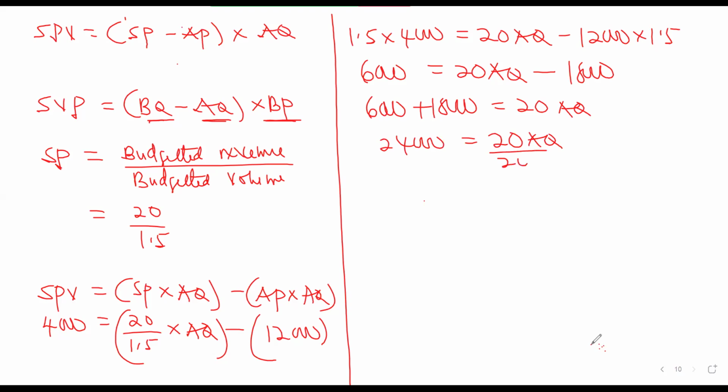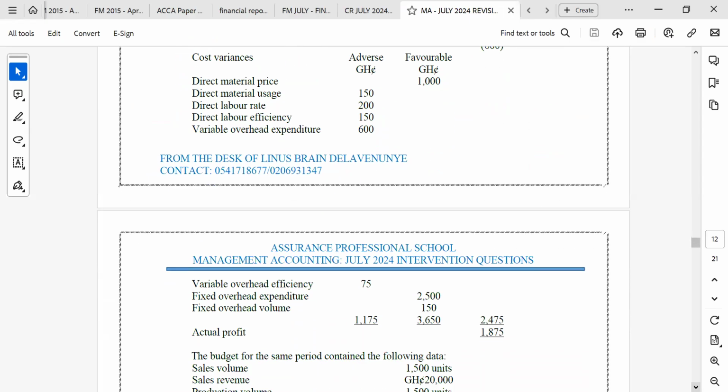So we have 20 AQ. Our actual quantity will give us what? 1,200. So that is 1,200 units. So this will actually give you adverse. This is revenue, so if you are selling lower than what was budgeted, that will be going against you. So this is our actual quantity for the actual sales volume. That is the actual sales volume.